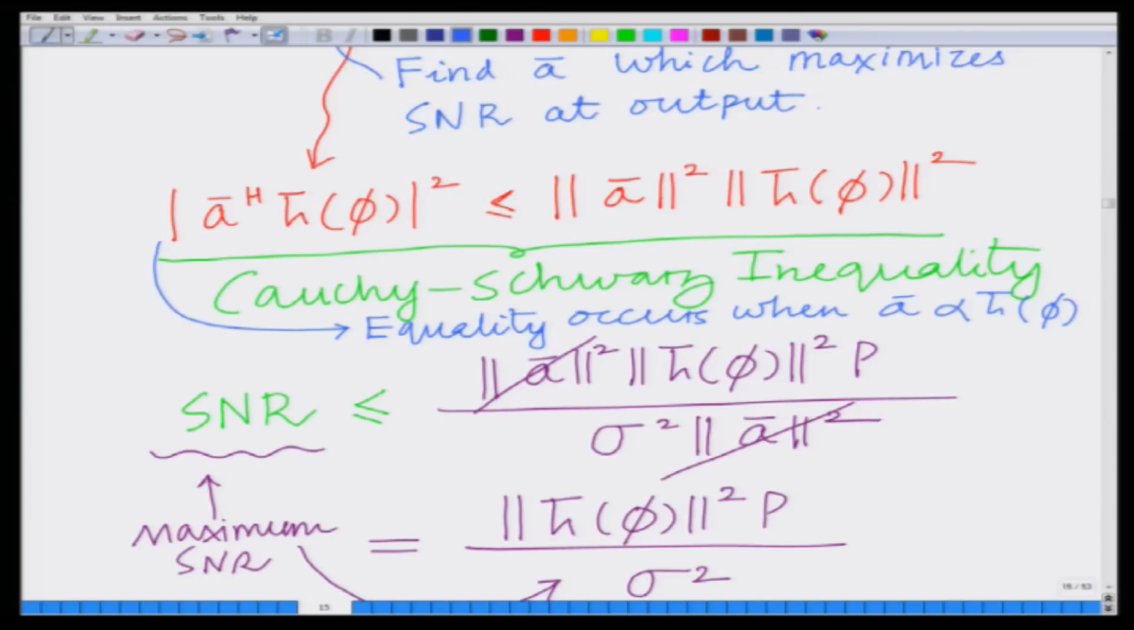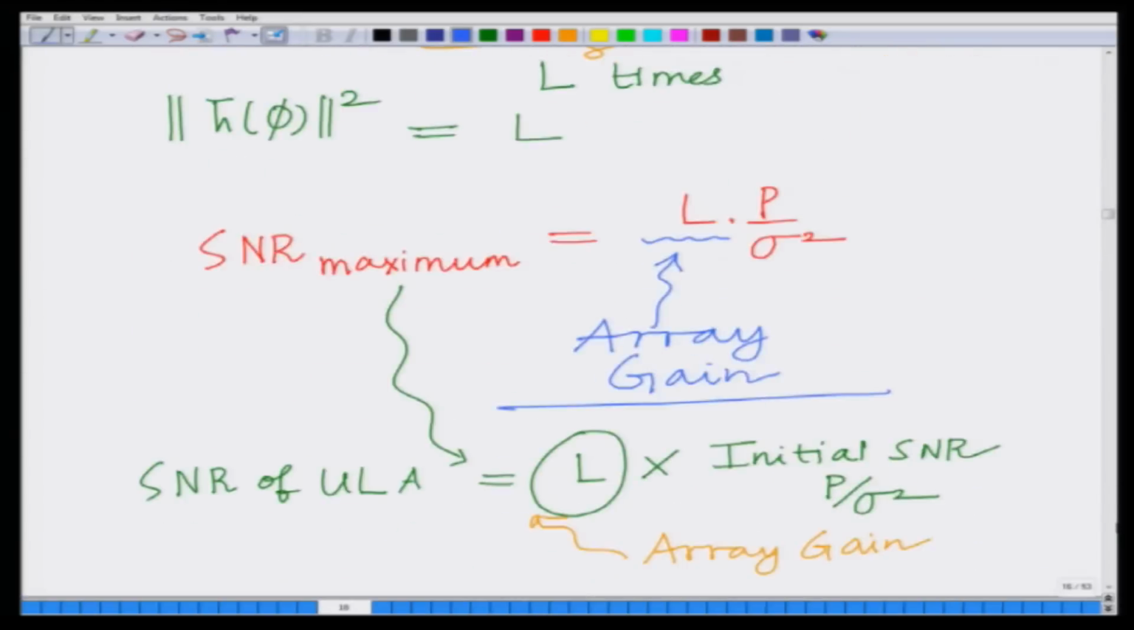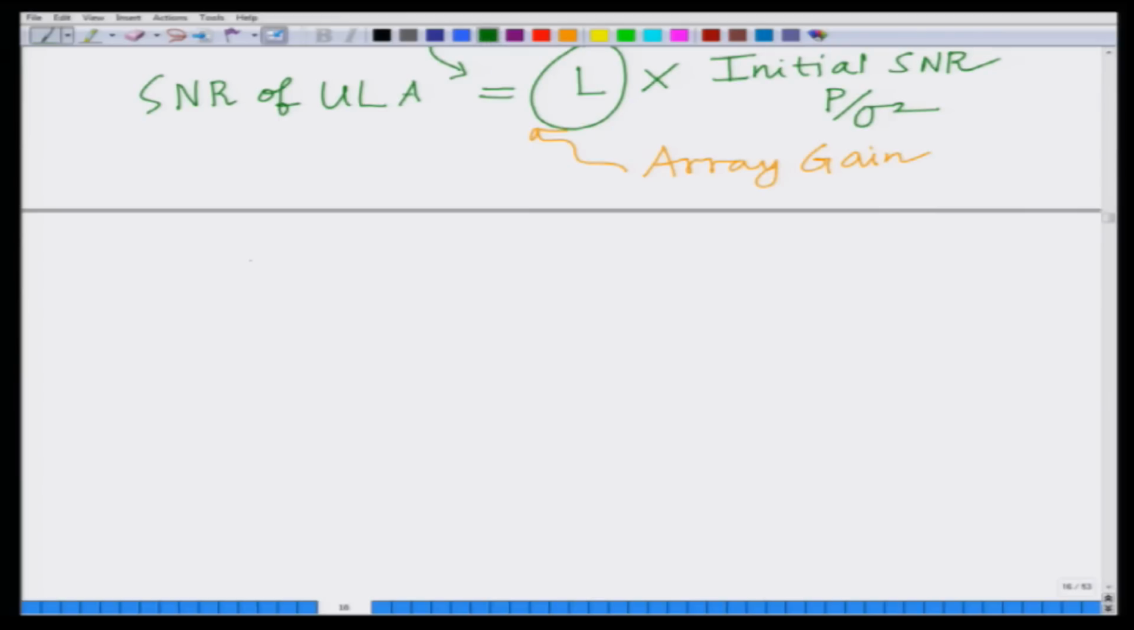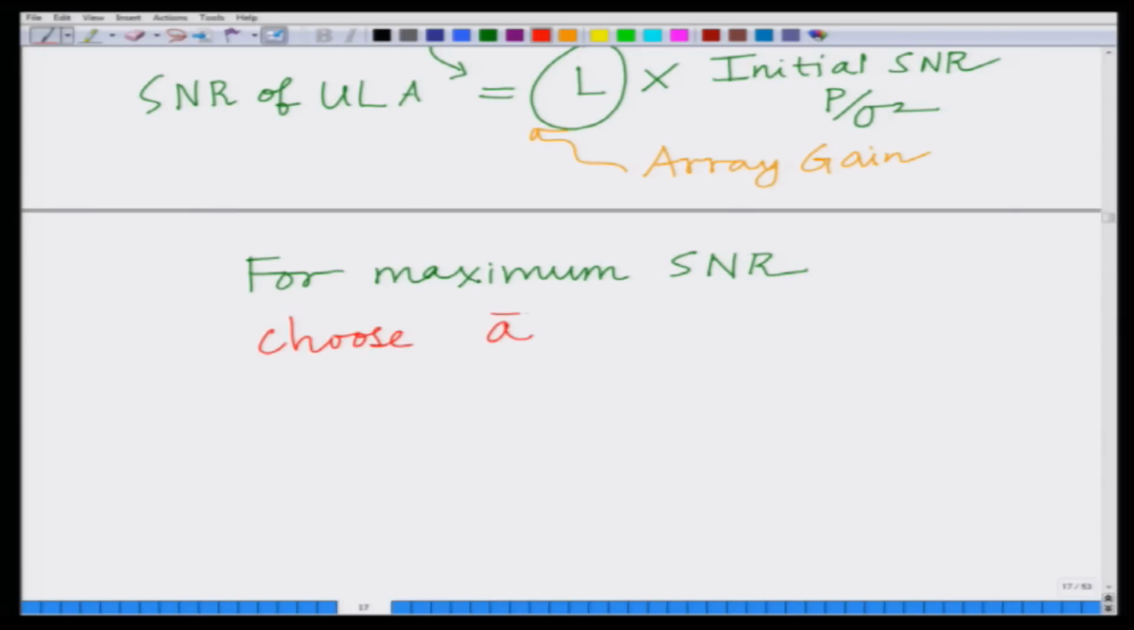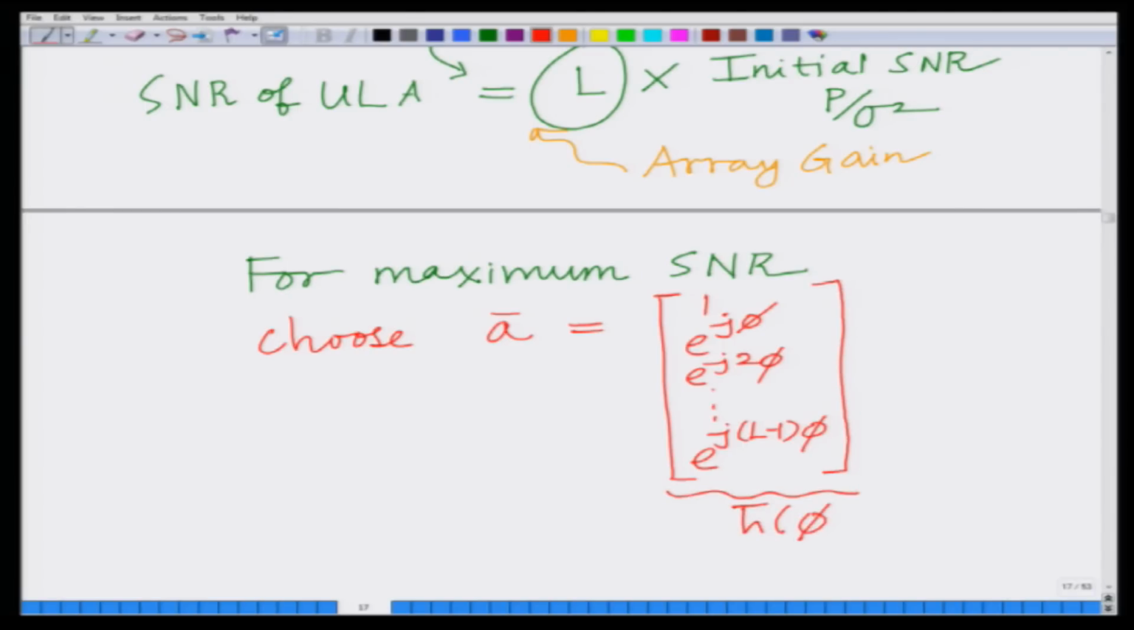Therefore, we can choose A bar simply equal to h bar phi, and therefore, if we choose A bar equal to h bar phi for maximum SNR, A bar equals h bar phi, which is basically 1, e to the power of minus j phi, e to the power of minus j 2 phi, up to e to the power of minus j L minus 1 phi, which is simply your h bar phi.